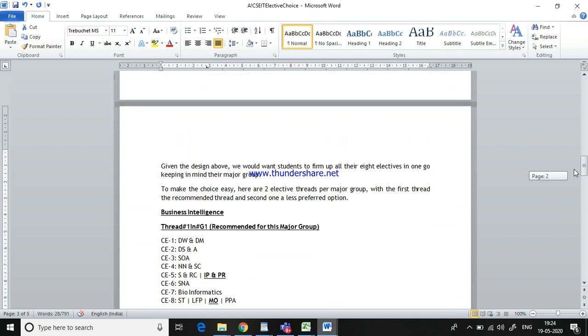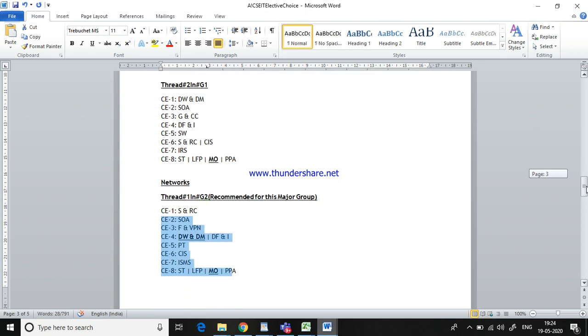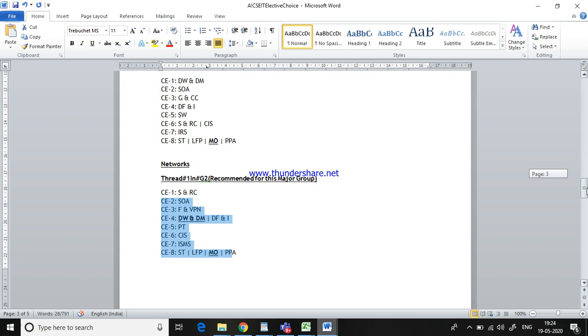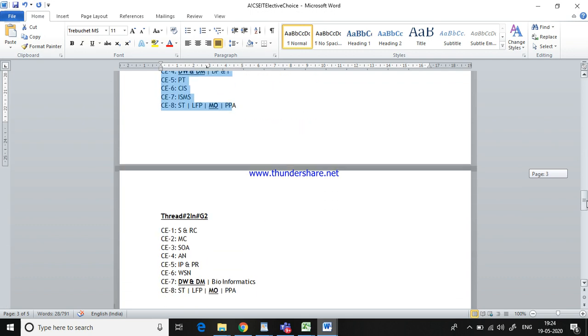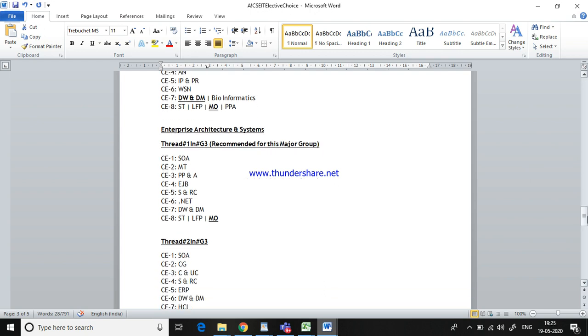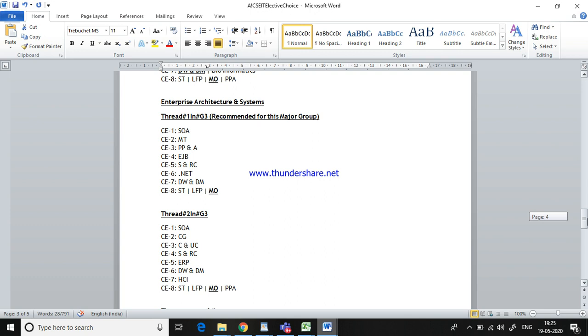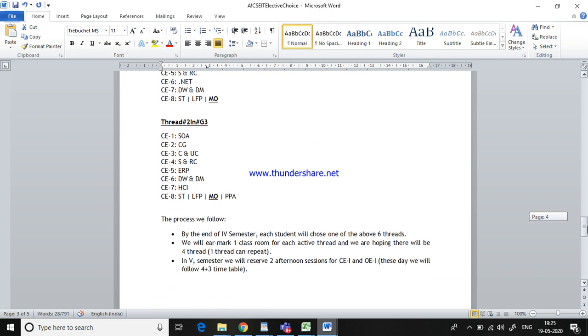Currently, thread 1 in the business intelligence group and thread 1 in the networks group are the most chosen groups. Although enterprise architecture and systems is also offered, it is relatively the less preferred choice as of now.